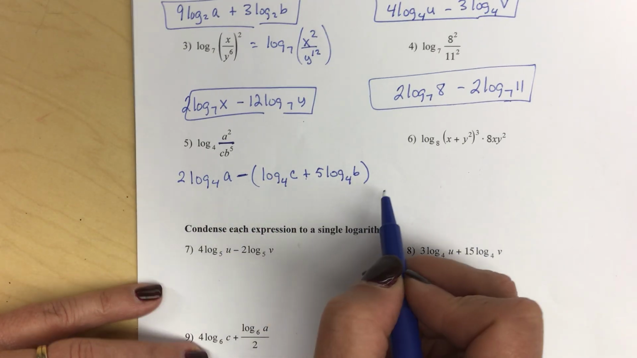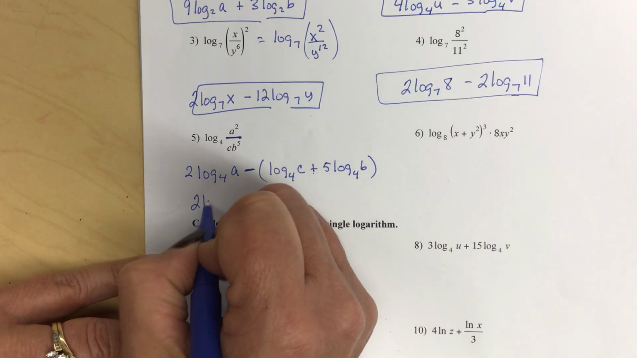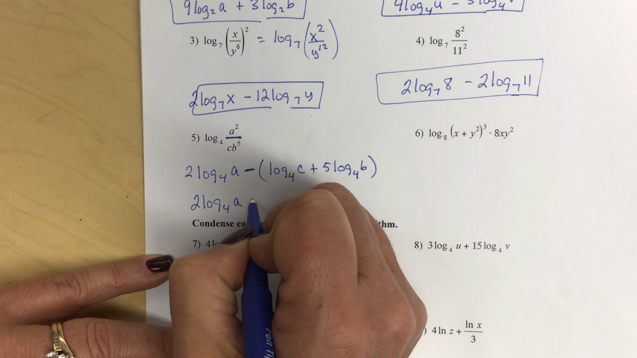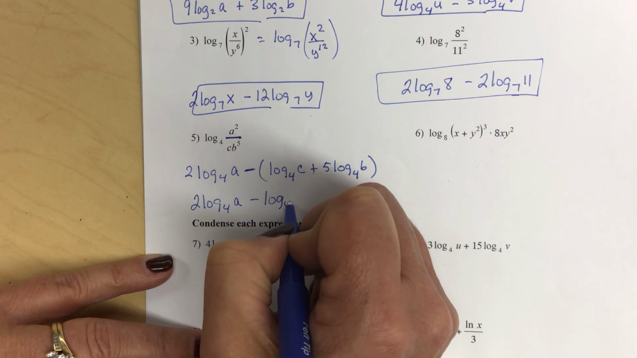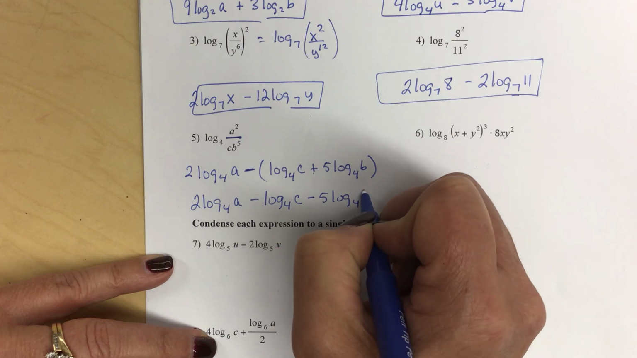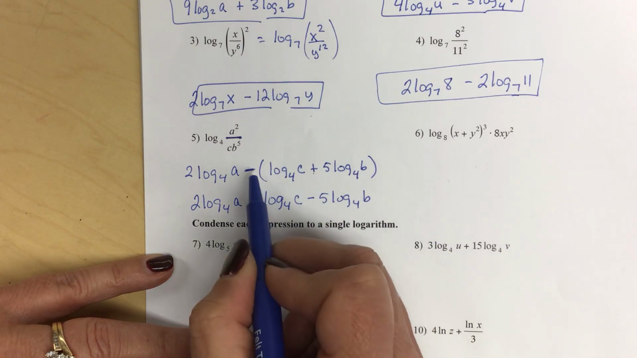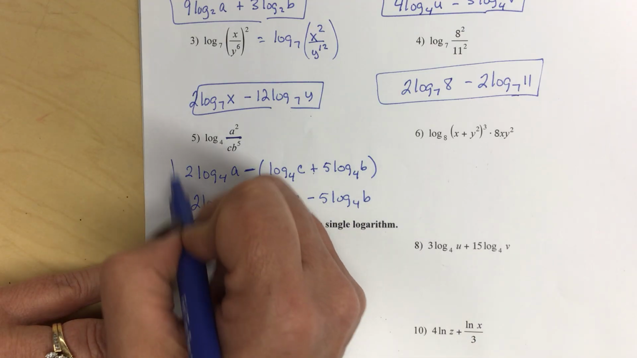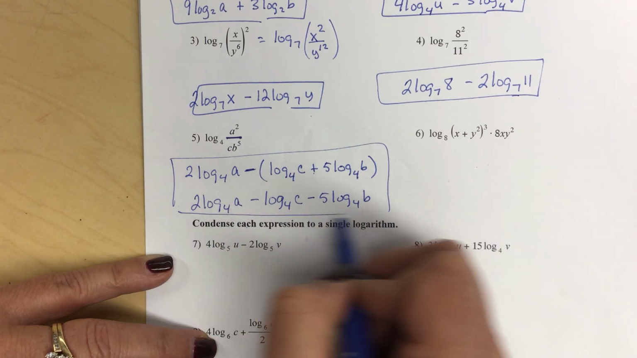So you can leave it like this, or you can say log base 4 of a, then minus log base 4 of c minus 5 log base 4 of b. You have to do one of these to show that this b to the 5th is on the bottom. So one of those.